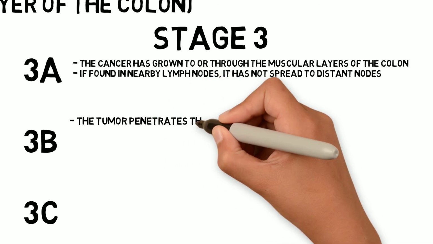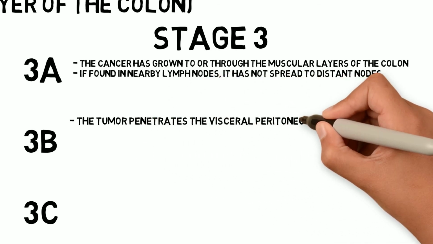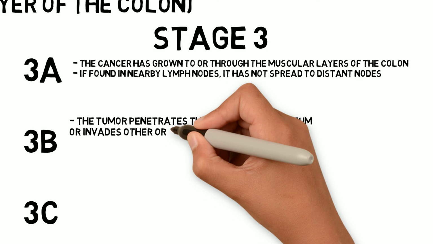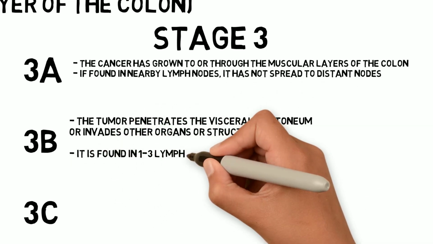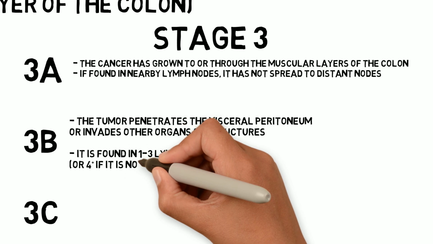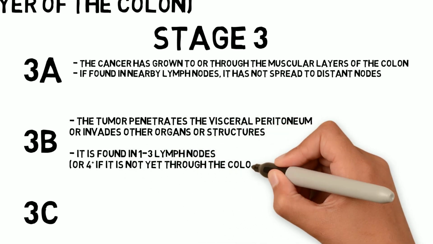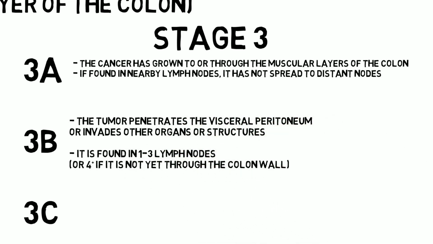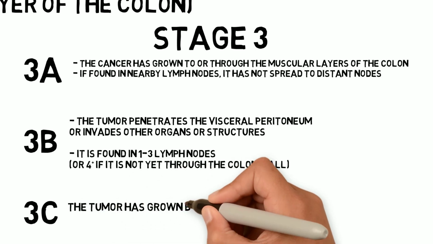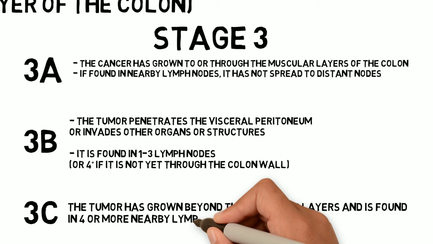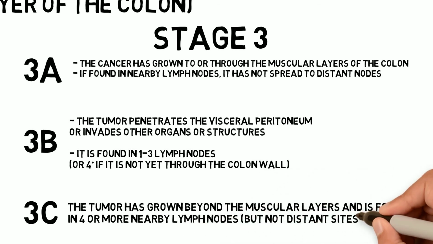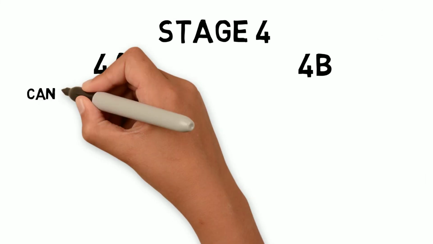The tumor has grown through the outermost layers of the colon and penetrates the visceral peritoneum or invades other organs or structures and is found in 1 to 3 lymph nodes, or the tumor is not through the outer layer of the colon wall but found in 4 or more nearby lymph nodes. 3C. The tumor has grown beyond the muscular layers and cancer is found in 4 or more nearby lymph nodes, but not distant sites.